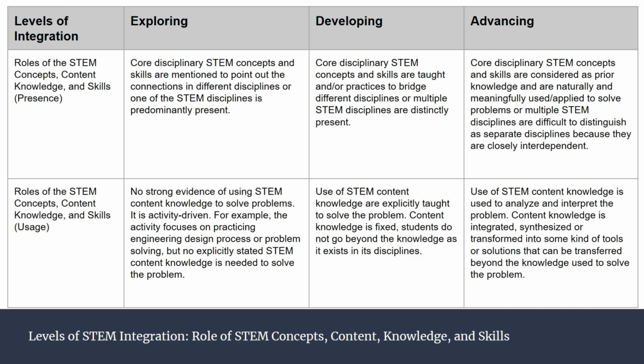The second and third categories are the role of STEM concepts, content knowledge, and skills, presence and use. If we consider that the advancing learning objective is to apply STEM knowledge to solve problems, it is not hard to understand why at the advancing level, the presence and usage of the STEM knowledge and skills should be naturally and meaningfully used and applied to solve problems, and should be integrated, synthesized, and transferred into some kind of solution.